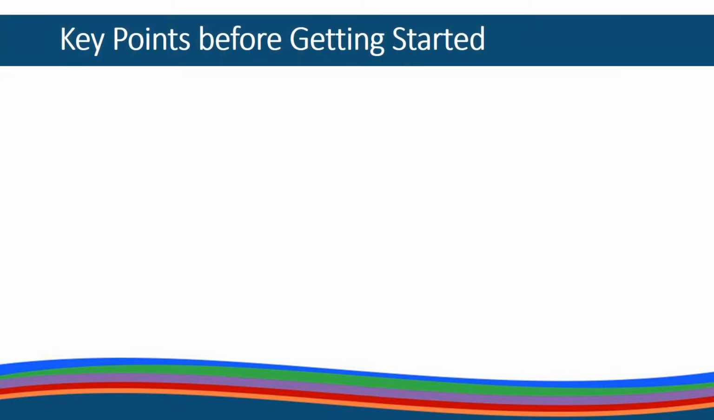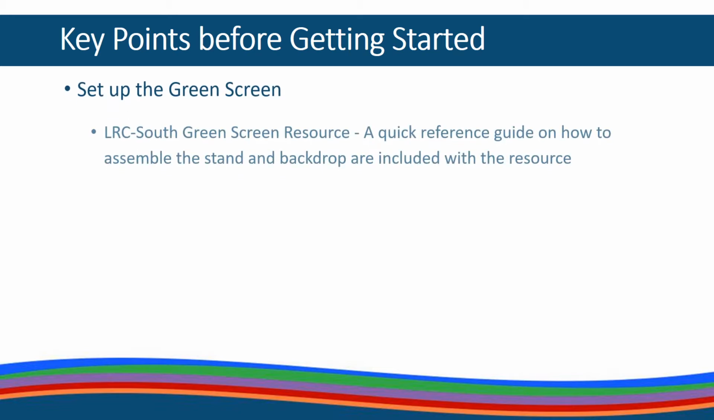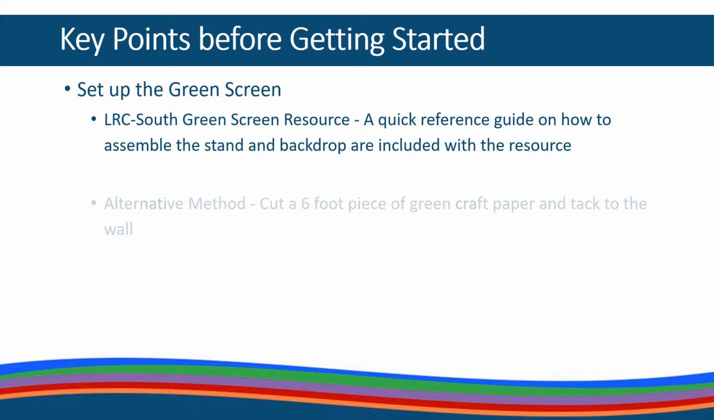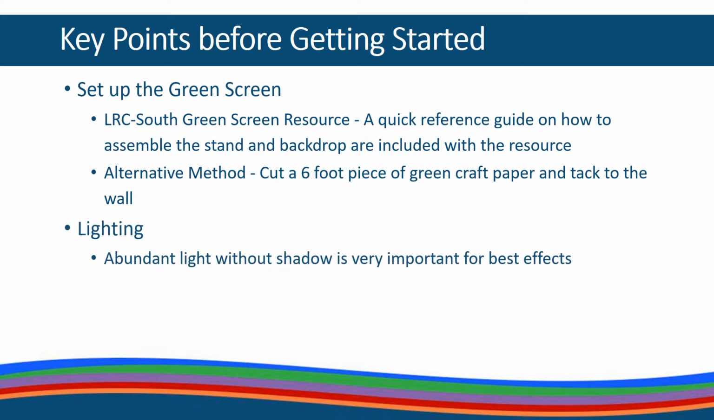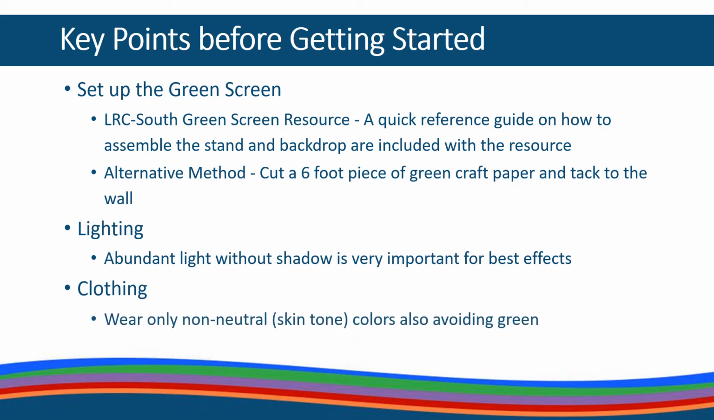Before recording, here are a few things you'll need to consider. First, set up your green screen. You can borrow one from the LRC Lending Library or create your own with some green craft or construction paper. Depending on your activity, different sizes of screens may be needed. Next, make sure the space in which you are recording is well lit. A lighting rig is part of the set with the LRC resource. Finally, the person being recorded should wear any color except shades of green, and only non-neutral colors, mainly not any color that is skin tone based.